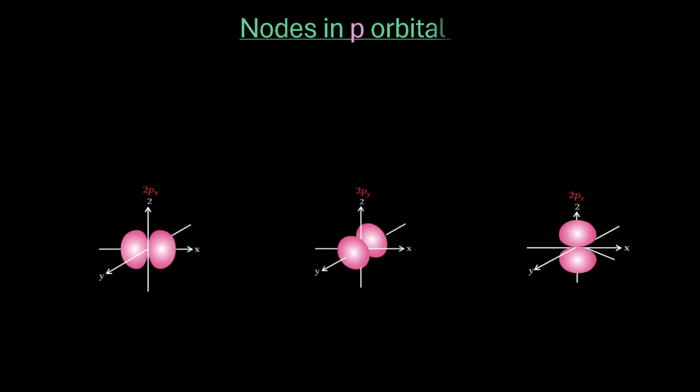Let's calculate the nodes in the p orbitals. You know what nodes are, right? Nodes are regions or planes where there is no probability of finding an electron. So the first type of node, radial node, for the 3p orbital can be calculated as n minus l minus 1. That is 3 minus 1 minus 1. The n value is 3 for the 3p orbital. The l value is 1. Hence, radial node is only 1.